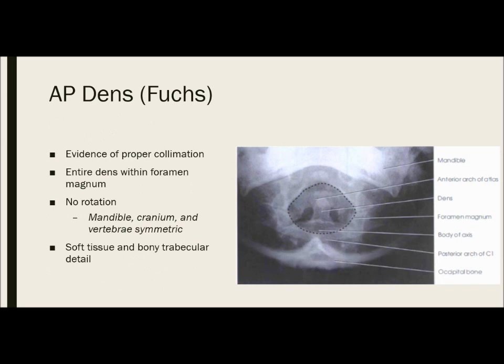Okay, so our image evaluation for this projection, we want to make sure we have our proper collimation. We want to see our entire dens. This is our dens here within the foramen magnum. Make sure you know that. I'm sure there's a question that's going to be on your exam for that. No rotation. We want to be able to see our mandible here, our cranium, and our vertebrae are all symmetric, and then we want to see our soft tissue and bony trabecular detail.